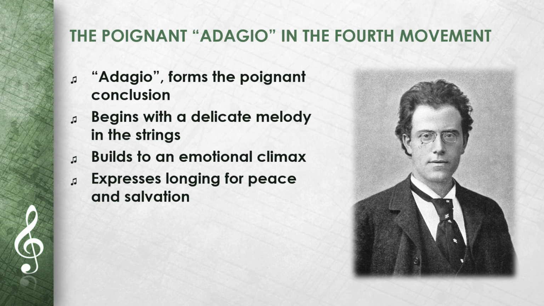The fourth movement, Adagio, is the symphony's poignant conclusion. It begins with a tender melody in the strings and slowly builds to an emotional climax. The music radiates a deep calm and melancholy. Mahler expresses his longing for peace and salvation here. The movement ends in a slow, quiet decrescendo that seems like an exhalation.